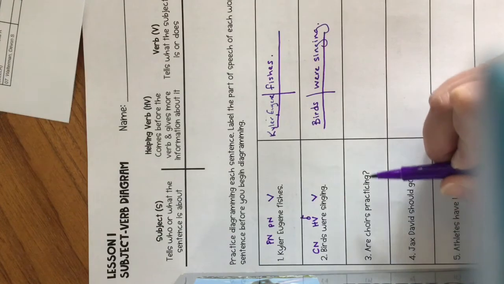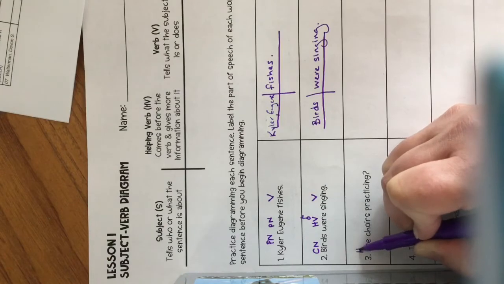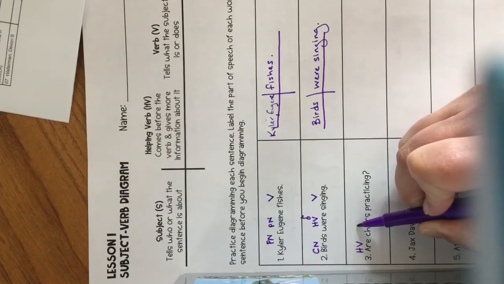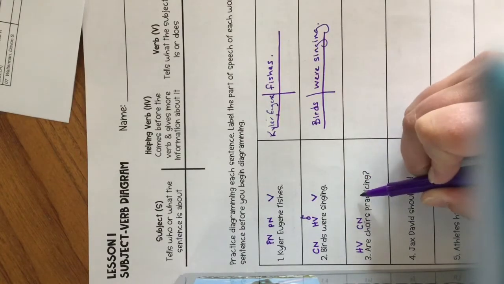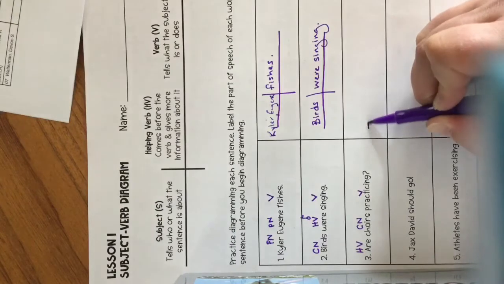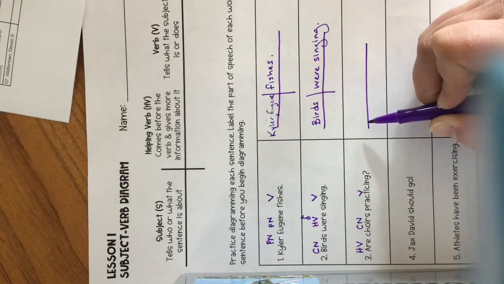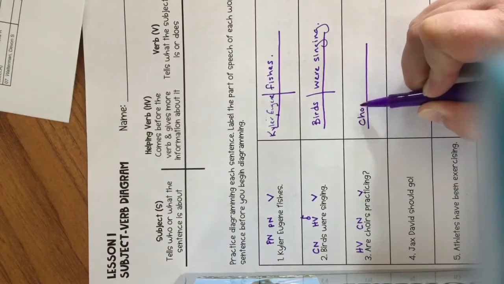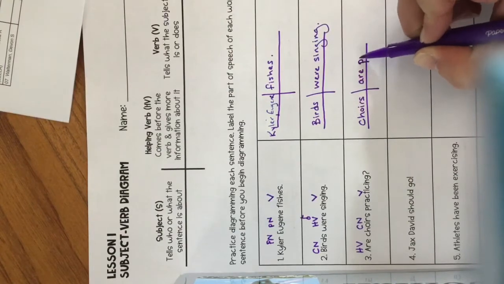Number 3, choirs are practicing. Are is a helping verb. Choirs, a plural, common noun. Practicing, verb. This is what we do. So, who or what is the sentence about? Let's think about that one for a second. Who or what is the sentence about? The choirs. What are they doing? They are practicing.